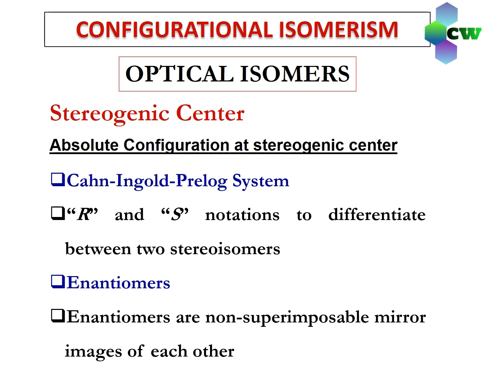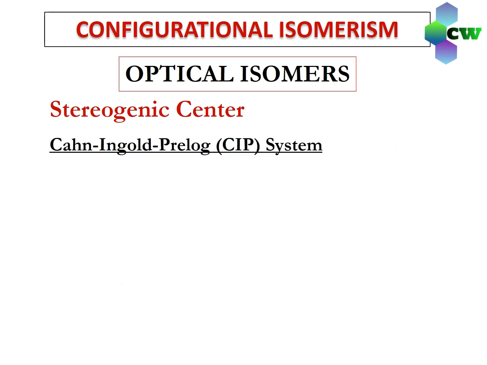And as I told you earlier in the property of handedness, your hands are non-superimposable mirror images of each other. So in fact, your hands are enantiomers of each other, and the same property is found in molecules as well. So let's see how we can apply the Cahn-Ingold-Prelog system to find out the absolute configuration at a particular stereogenic center in the molecules. The first step is to assign priorities.